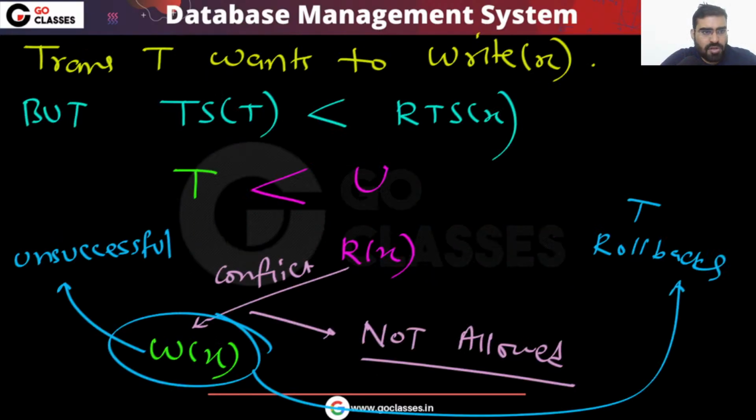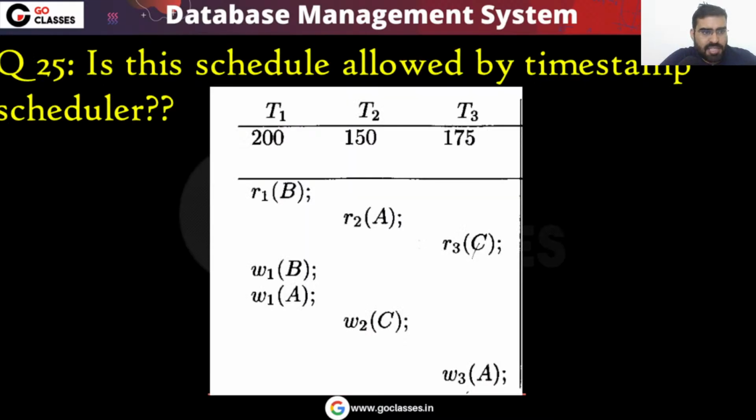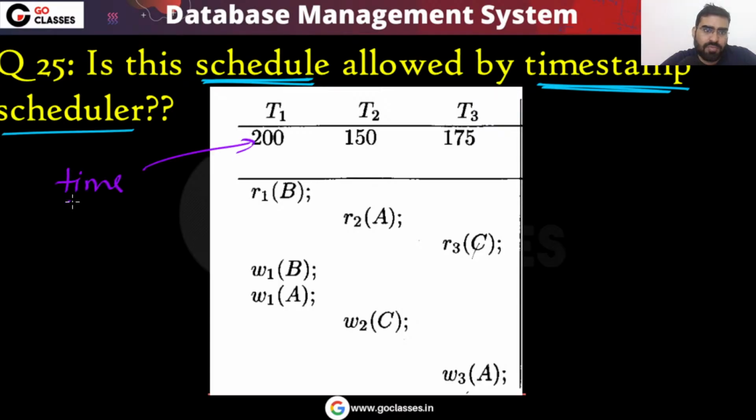Now let's move on. These are simple questions. Tell me the answer for this question quickly. On your screen, a schedule is given to you. Is this schedule allowed by 2PL? Is this allowed by the timestamp protocol? These are the timestamps that are given to you.